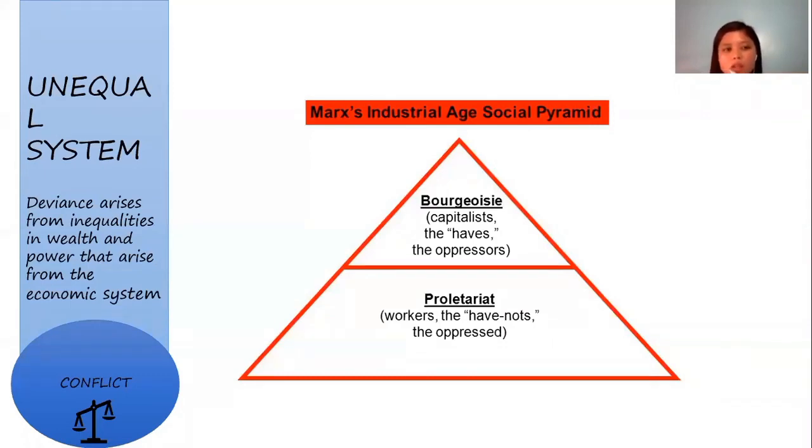So in unequal system, it spoke a little of deviance, but it serves as the foundation of the intersectionality of deviance and social class. Usually, people who are proletariats engage in deviant behaviors rather than the capitalists or the bourgeois.